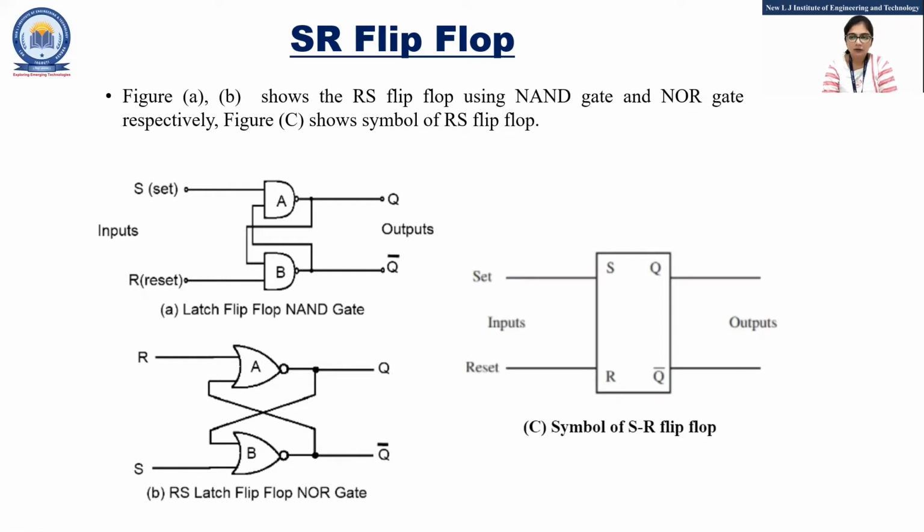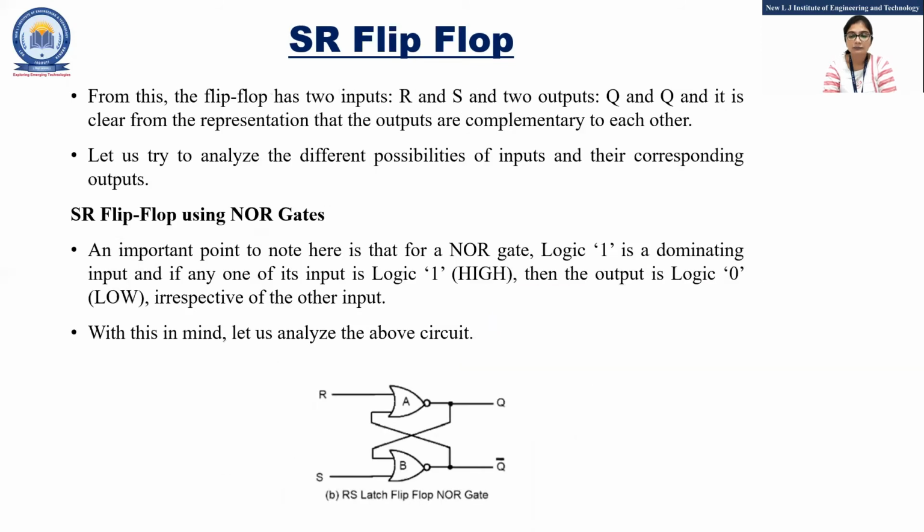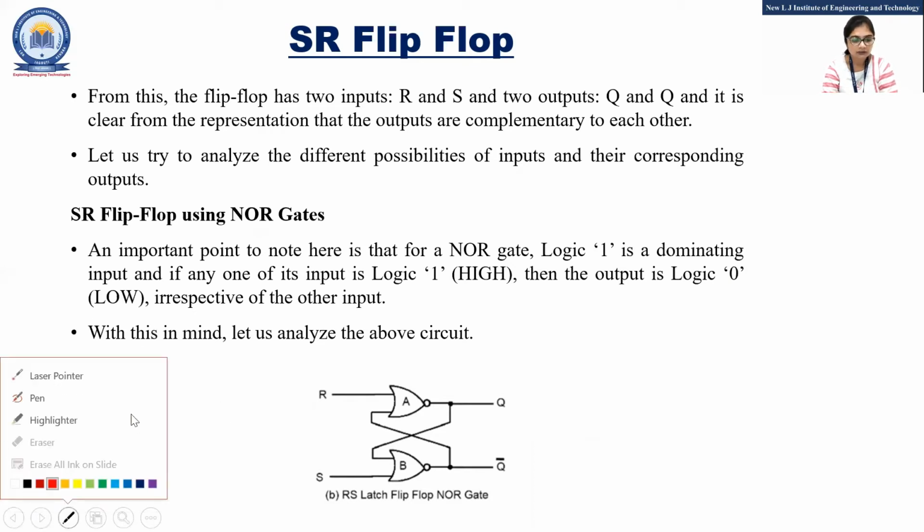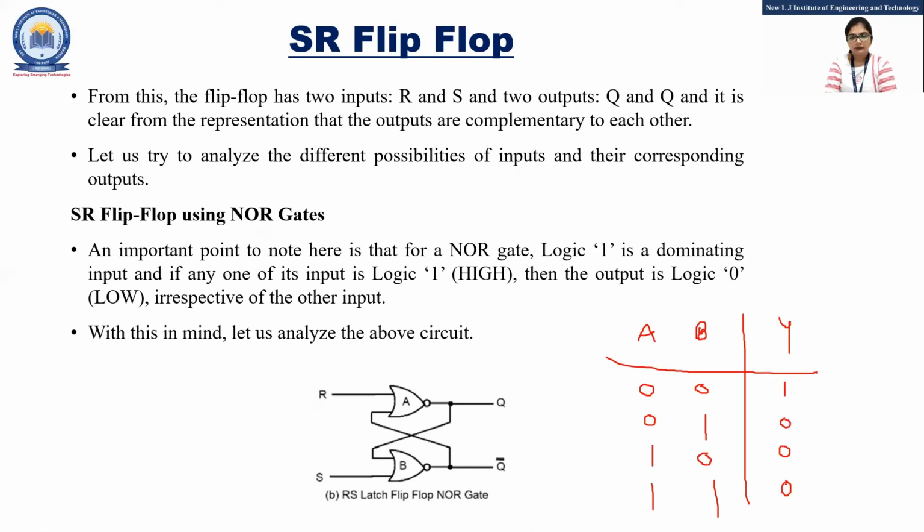Fine. Now we will see the working of the circuits in detail. First of all, we'll see RS flip-flop using NOR gate. As you know the truth table of the NOR gate, I will draw here the truth table of the NOR gate for your reference. Now we will take all these combinations and we'll see the function of this circuit.